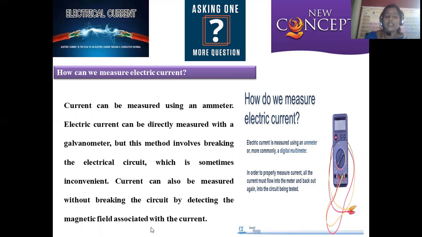Because in order to measure the electrical current directly, first we have to break that electrical circuit. A circuit is nothing but a complete cycle. That cycle should be cleared, then only is it possible to measure electrical current using the device called an ammeter. Electrical current is measured using an ammeter, more commonly a digital multimeter. In order to properly measure the current, all the current must flow into the meter and back out again. Then only the circuit will be generated and tested, and the current strength will be assigned to us.